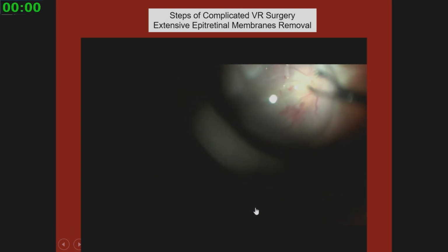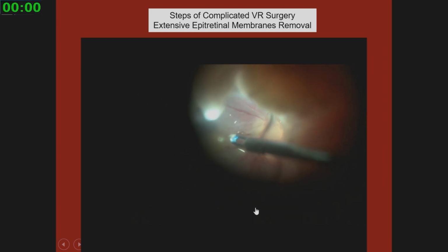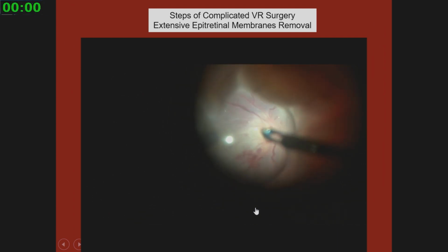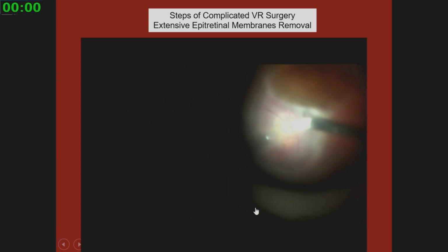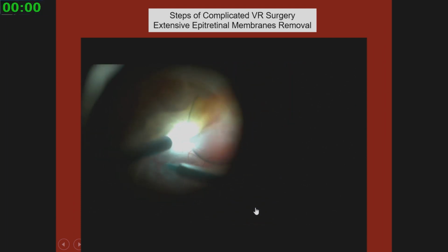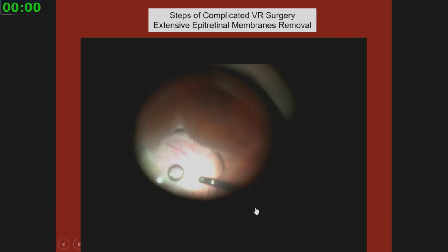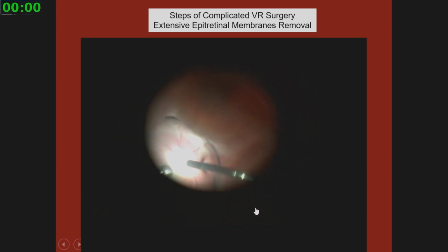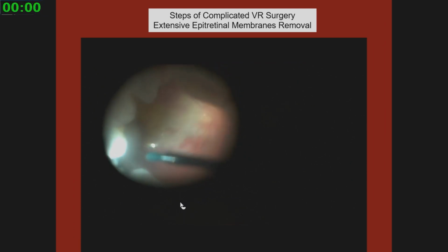You can't leave them. If you leave them even 20%, it will not settle. So you have to remove as many as possible. The diamond dusted scratcher is a very good instrument for that. It helps you to pick that up. The other important instrument is a spatula, a 25 gauge spatula by Alcon. That helps you to pick up the membranes. And once you get that edge, you can use that to remove the membranes from there.